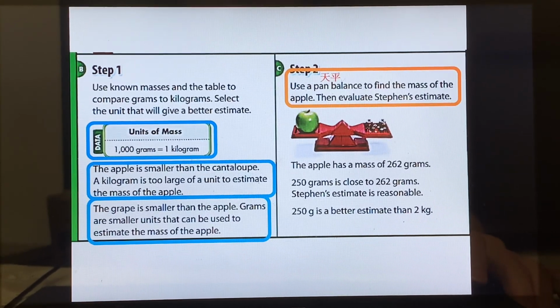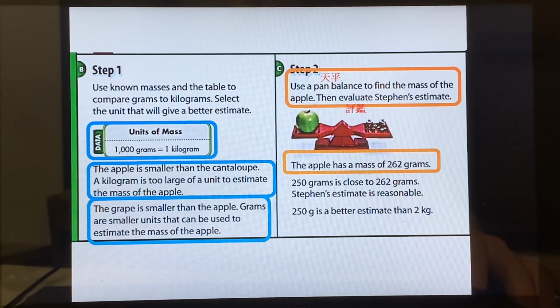Use a pan balance 天平 to find the mass of the apple, then evaluate Stephen's estimate. The apple has a mass of 262 grams. 250 grams is close to 262 grams. Stephen's estimate is reasonable. 250 grams is a better estimate than 2 kilograms. So Stephen's estimate is more reasonable than Marissa's estimate.